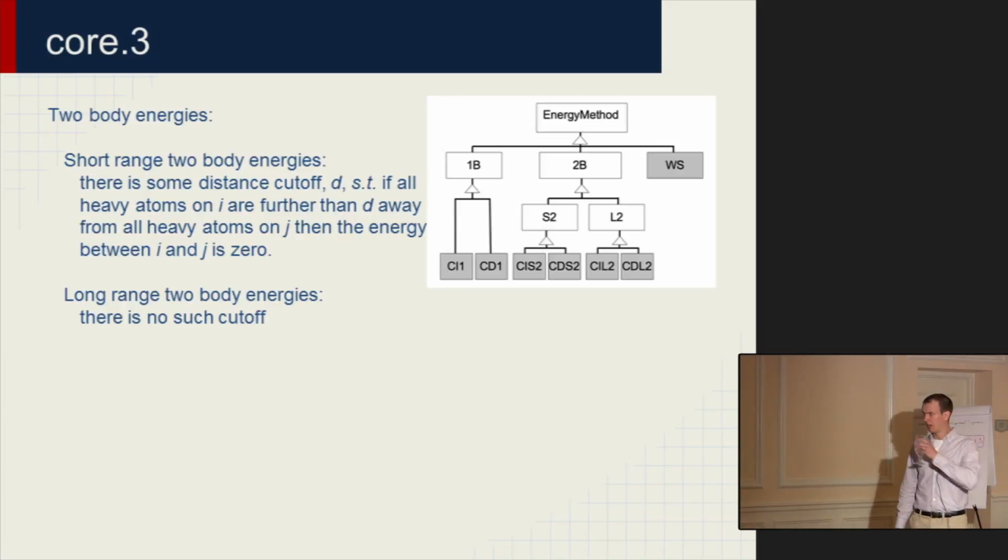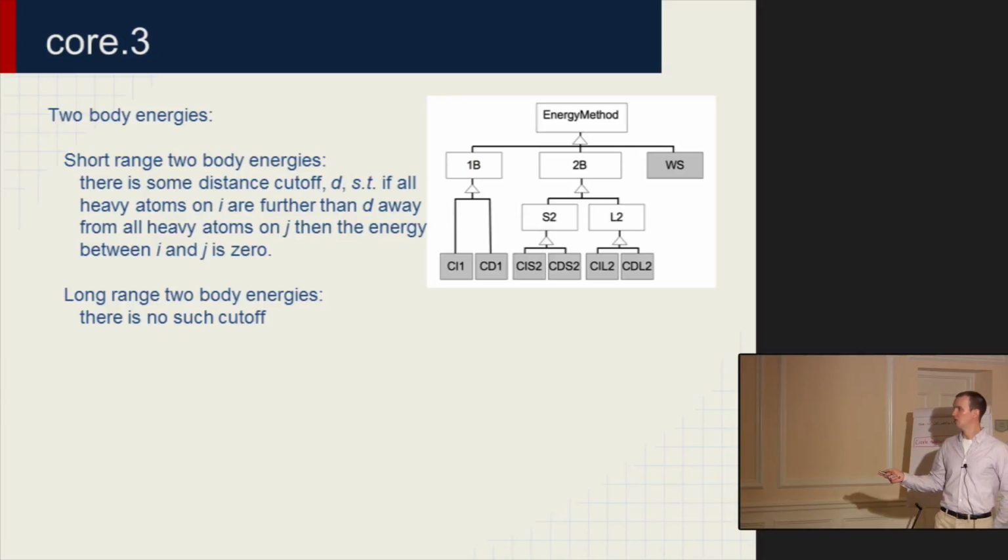Okay, so for two-body energies, this distinction between short range and long range, thank you, Rocco, is for short range two-body energies, there's some cutoff, there exists some cutoff D, such that if all heavy atoms on residue I are further than D distance away from all heavy atoms on residue J, then you can guarantee that the interaction energy between I and J is 0. So you can avoid a calculation of the pair energies between them.